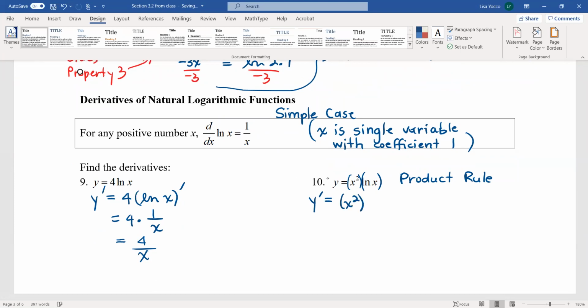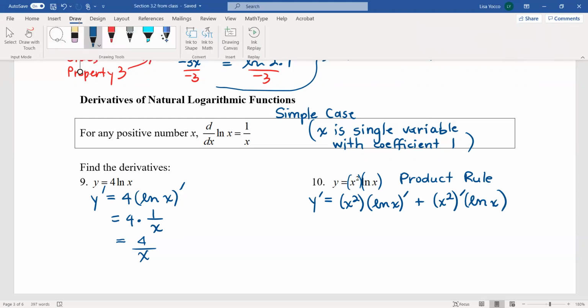First function times the derivative of the second function. And then we swap the two around, the derivative of the first function times the second function. So I'll write that again. The derivative of the product u times v is u times the derivative of v plus v times the derivative of u.